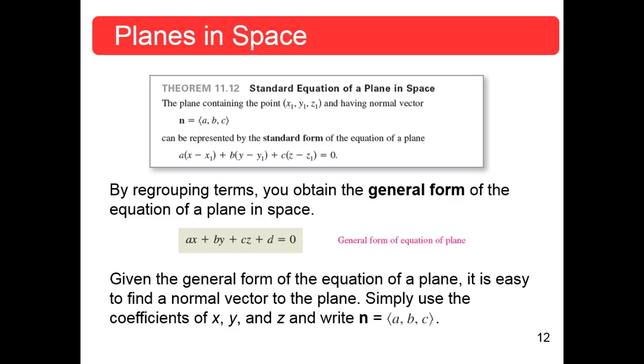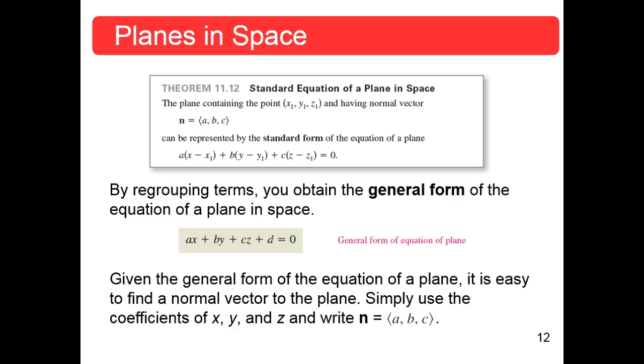All right. So, here's theorem 1112. It states that very thing. The plane containing a point x1, y1, z1, having a normal vector a, b, c, can be represented by this standard form of an equation of the plane. A times x minus x1 plus b times y minus y1 plus c times z minus z1 is equal to 0. Has to be.